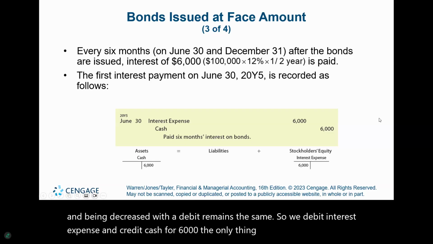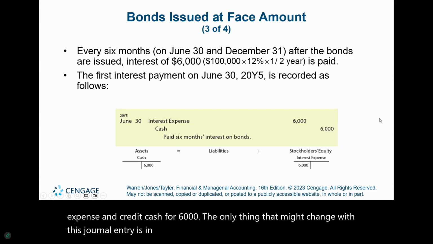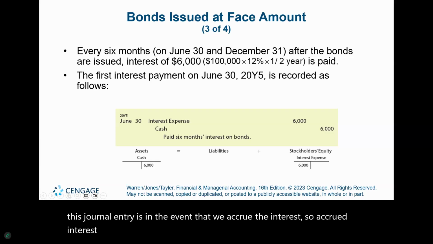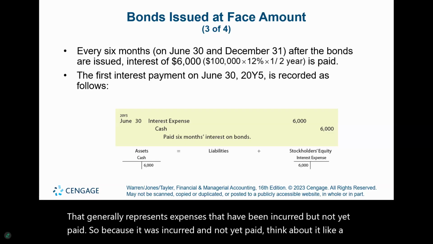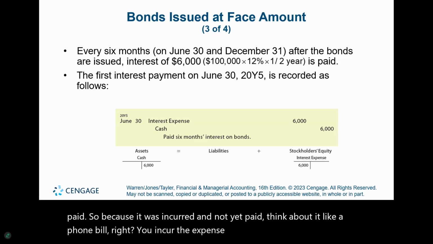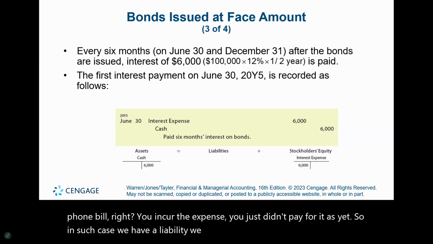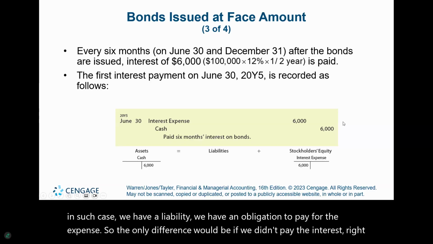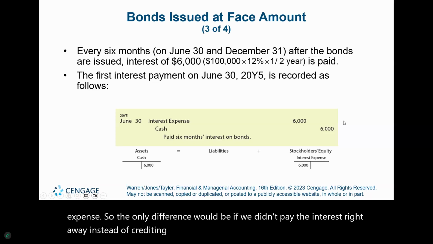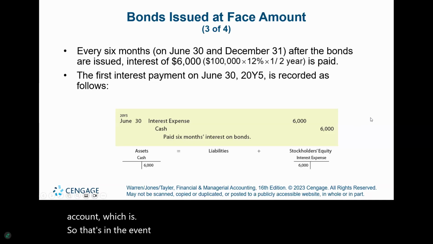The only thing that might change with this journal entry is in the event that we accrue the interest. So accrued interest, accrued expenses, that generally represents expenses that have been incurred but not yet paid. Because it was incurred and not yet paid, think about it like a phone bill, right? You incur the expense, you just didn't pay for it as yet. So in such case, we have a liability, we have an obligation to pay for the expense. So the only difference would be if we didn't pay the interest right away, instead of crediting cash, we would credit the interest payable account, which is a liability. So that's in the event that the interest was not paid right away.